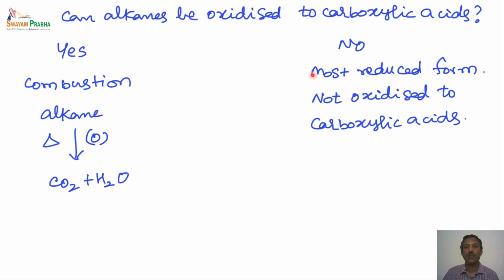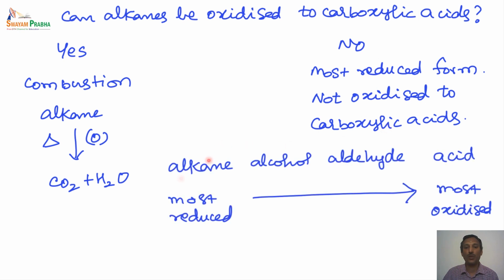It is not possible, because the alkane is the most reduced form, whereas carboxylic acid is the most oxidized form. If you look at the oxidation levels, alkane is the most reduced one compared to acid, which is the most oxidized form. So alkanes cannot be oxidized to carboxylic acid very easily. But there are conditions using very harsh conditions and high temperatures that may oxidize alkanes. But generally under normal conditions, alkanes are not converted to carboxylic acid by oxidation. But we know alcohols and aldehydes can be converted to carboxylic acids.